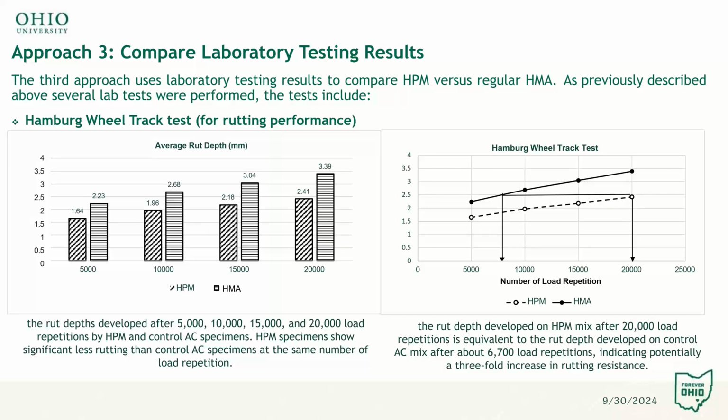When we plot this data on the right-hand side, as you can see, the rut that developed on the high polymer mix after 20,000 load repetitions is almost equivalent to the rut that developed on the control mix after only about 1/3, 6,700 load repetitions, indicating potentially a threefold increase in rutting resistance.